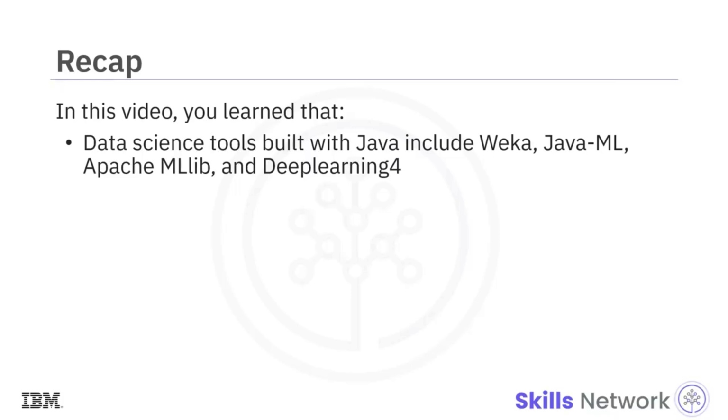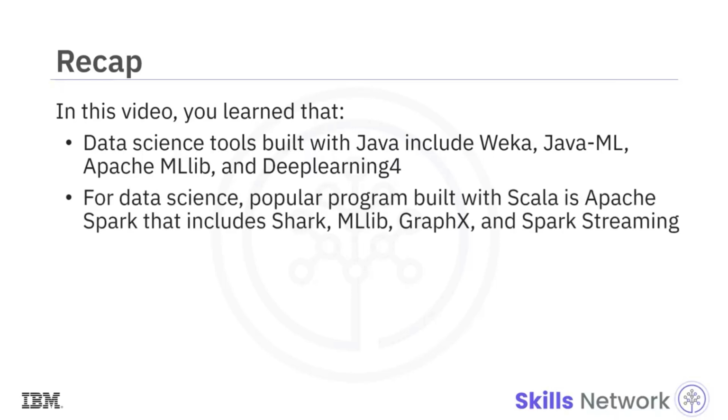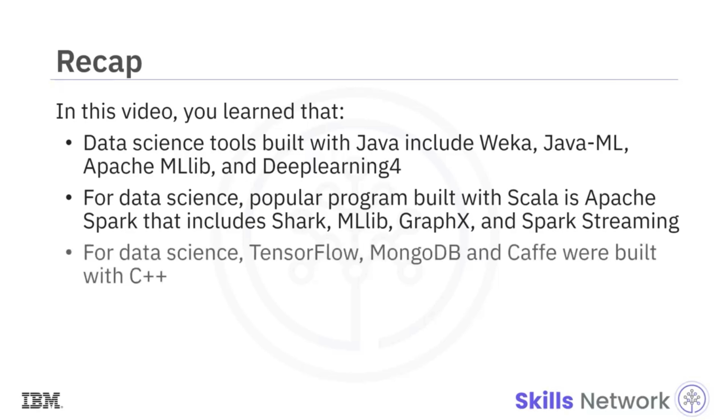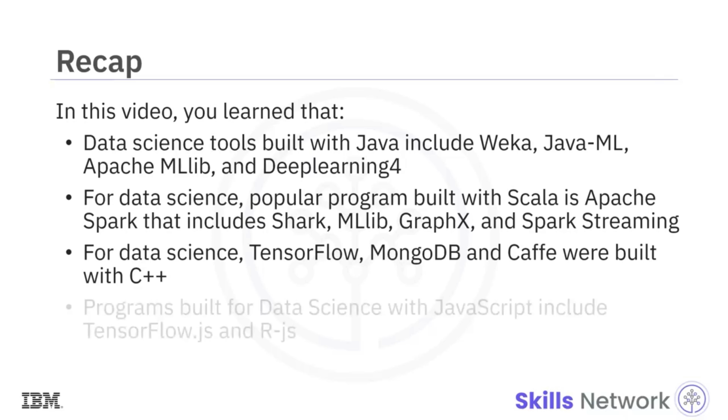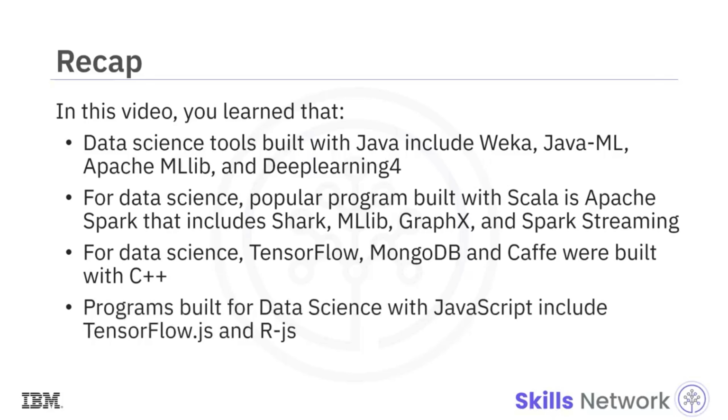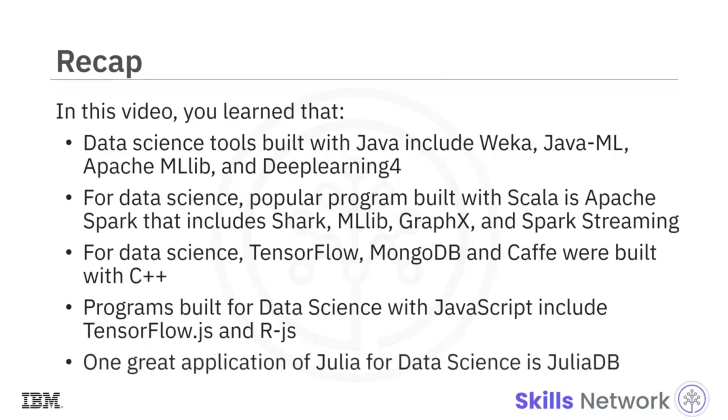For data science, a popular program built with Scala is Apache Spark that includes Shark, MLlib, GraphX, and Spark Streaming. For data science, TensorFlow, MongoDB, and Caffe were built with C++. Programs built for data science with JavaScript include TensorFlow.js and R.js. And finally, one great application of Julia for data science is JuliaDB.